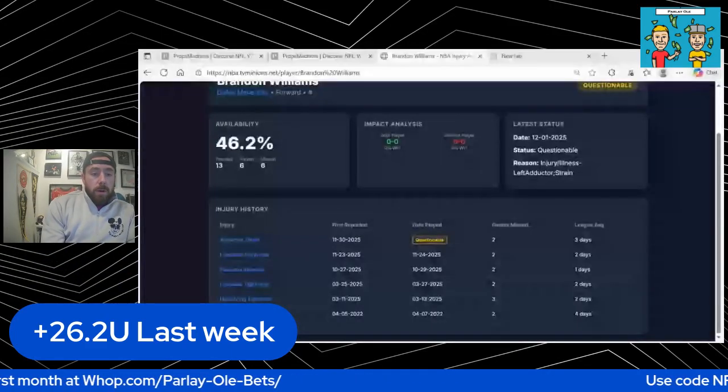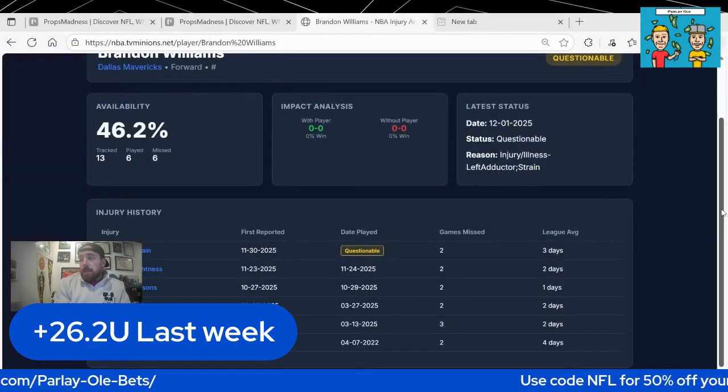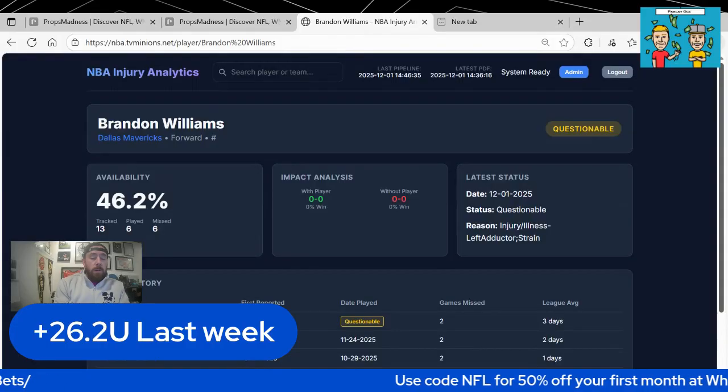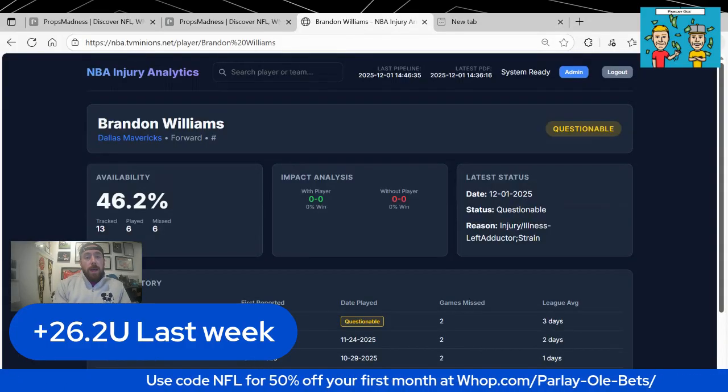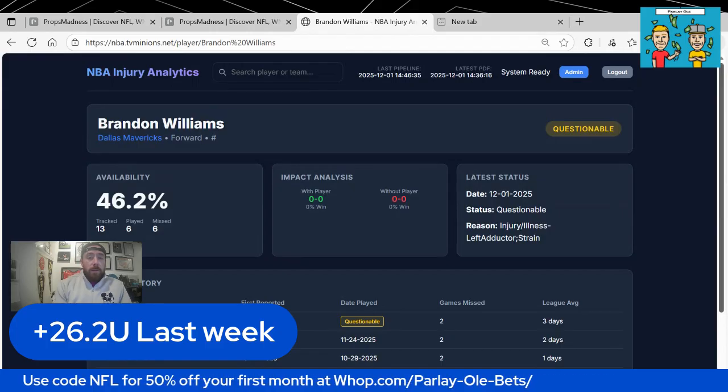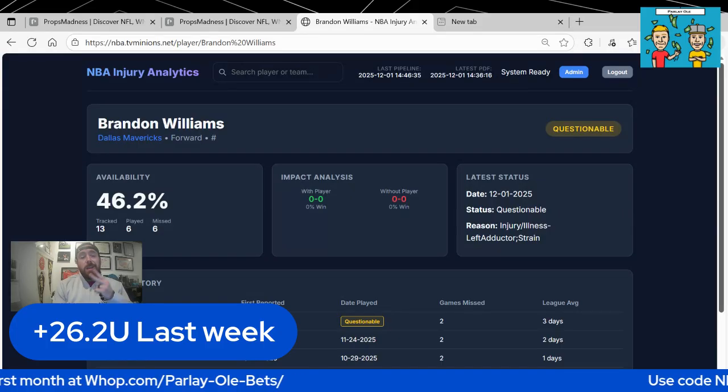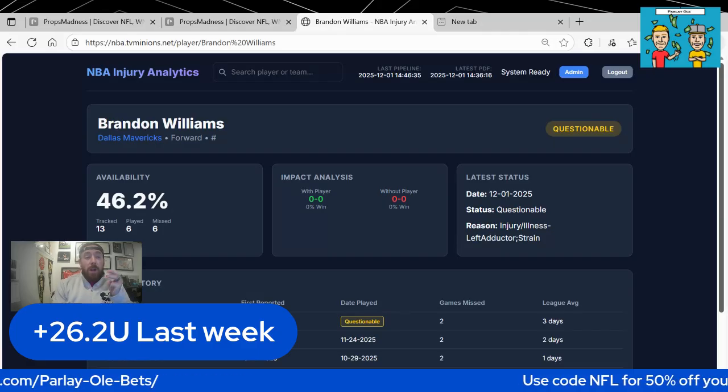Let me pull up my screen here. We're going to share this window. All right, so pop it up here. Perfect. This is the tool that I have been working with a buddy on developing, and essentially it pulls all the injury reports the last couple of years, and it puts together an availability rating based off the injury history of that player, the injury history of the team, and the injury history of that injury.